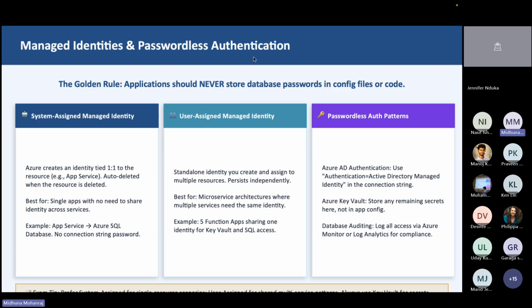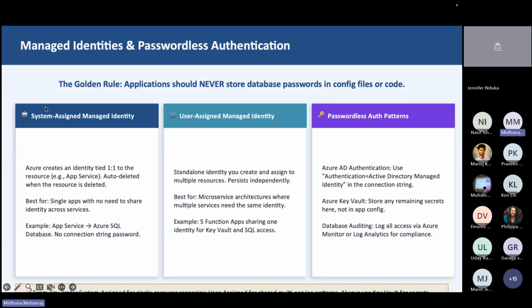So the traditional pattern was usually storing a connection string with a username and password in an app configuration file or environment variable. So this is very problematic because secrets in the config file get committed to the source control, shared with developers who shouldn't have them, forgotten and never rotated, and exposed in logs.